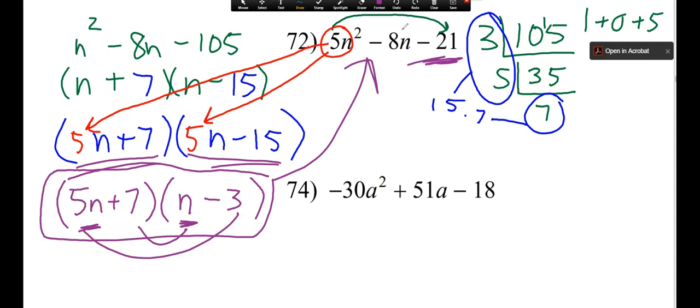When you look at number 74, is there a greatest common factor you can pull out? No. Look again.